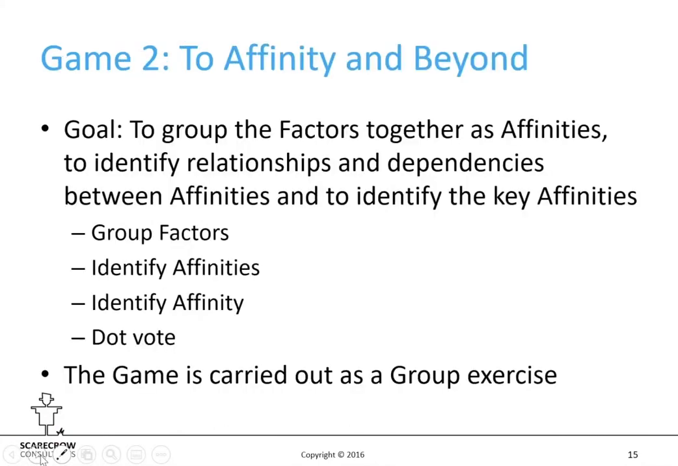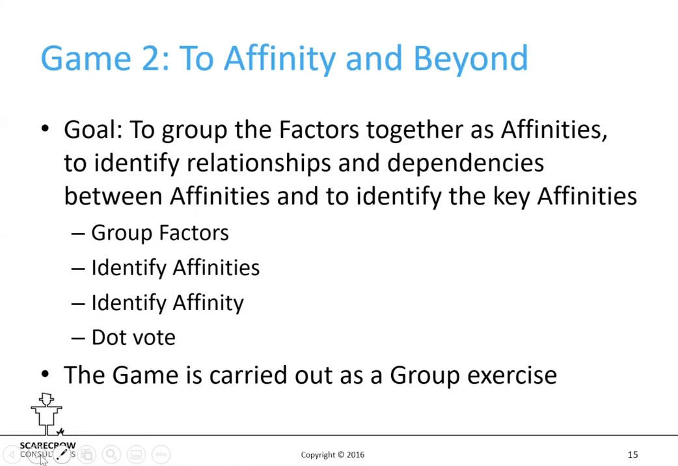And then we have the next game, which is called To Affinity and Beyond. We group these factors together as what we call affinities. And all an affinity is, is a logical grouping of these factors that might be based on similar activities, or there might be groups of stakeholders, or they might be related to a different aspect of the business. It really doesn't matter, but they just need to be grouped in some way.